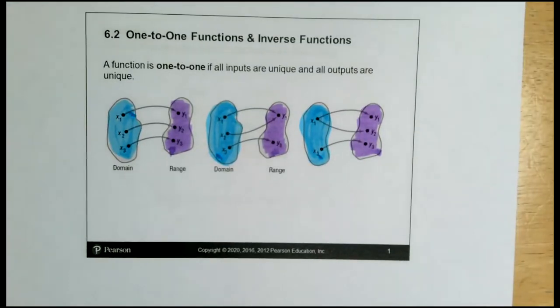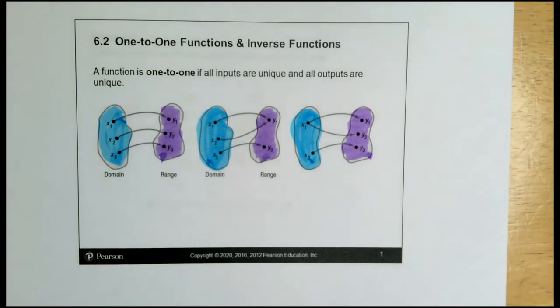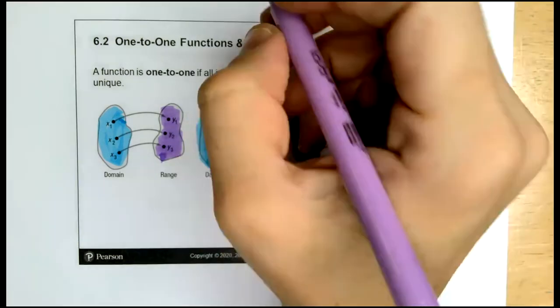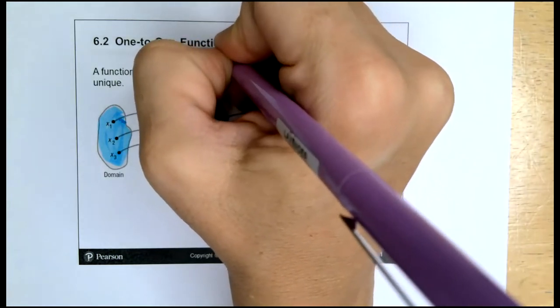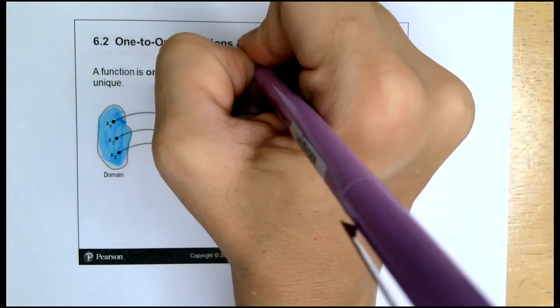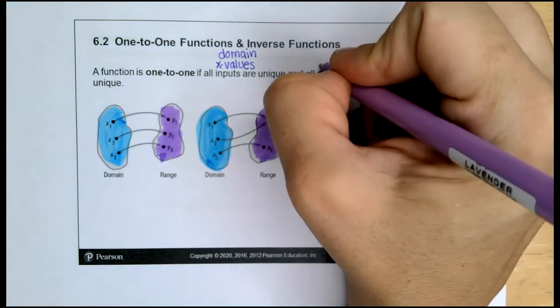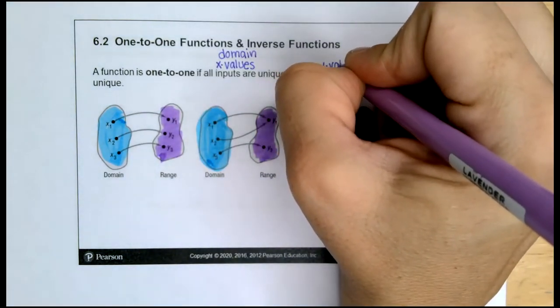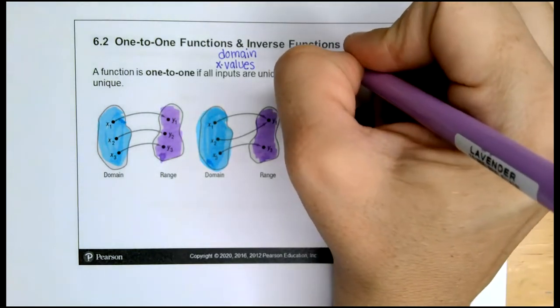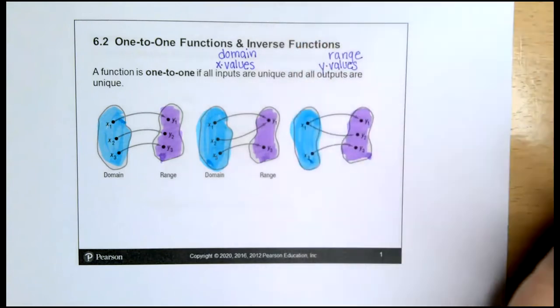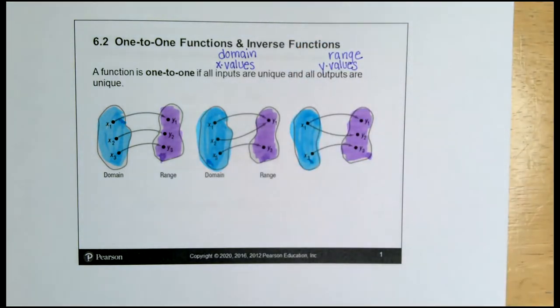Okay, a function is one-to-one if all inputs are unique and all outputs are unique. Inputs are x values or the domain, the values of the domain, right? And all outputs are y values or your range. So if all x values are unique and all y values are unique, it is a one-to-one function.